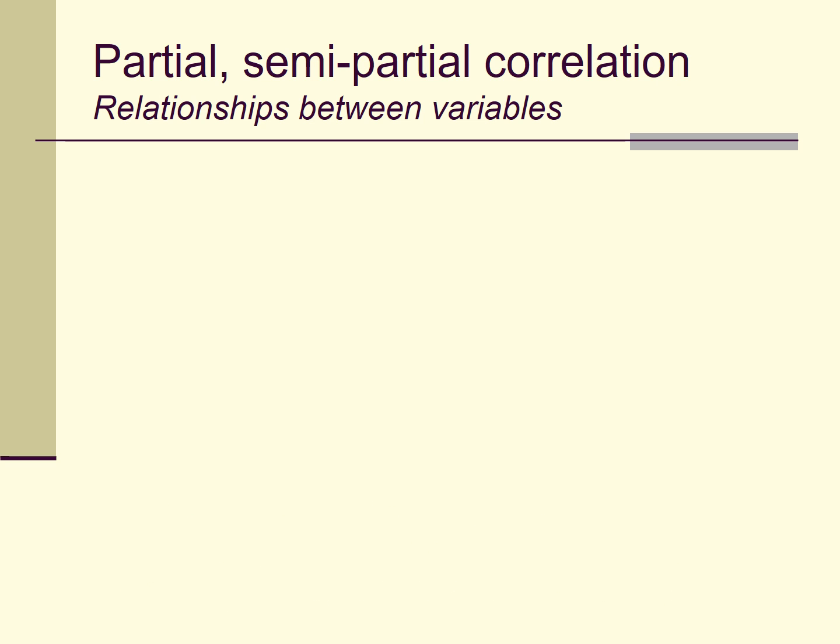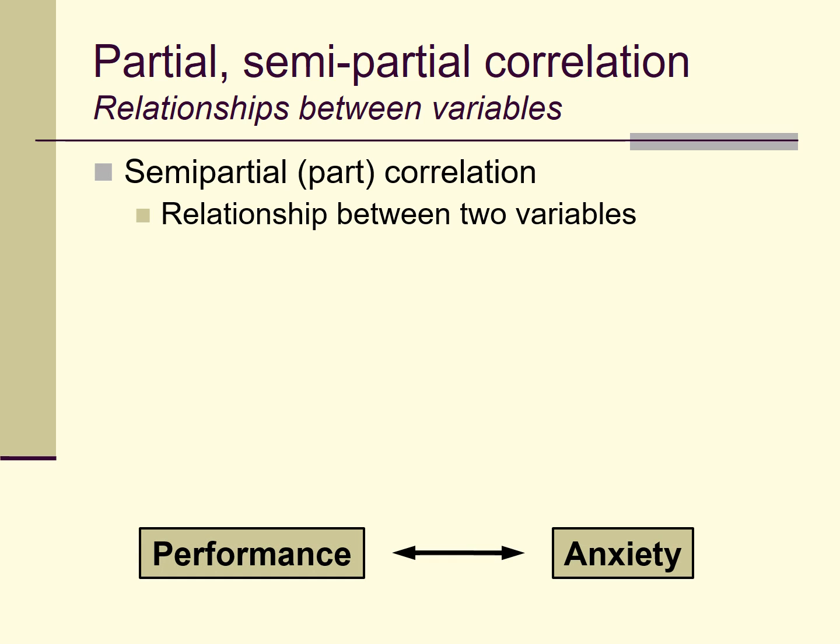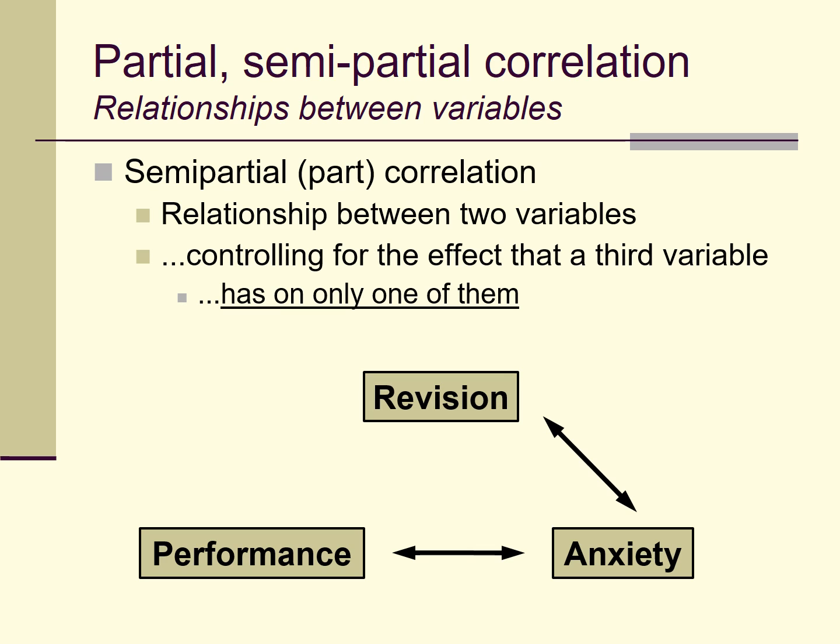So partial correlations are one type of calculation we might do when we have more than two variables and there are patterns of overlapping shared variance between pairs of those variables. Another type of calculation are semi-partial correlations, or somewhat confusingly sometimes called part correlations. Anyway, semi-partial correlations give us the relationship between two variables after controlling for the effect that a third variable has on only one of them, not on both of them, as was the case in partial correlations.